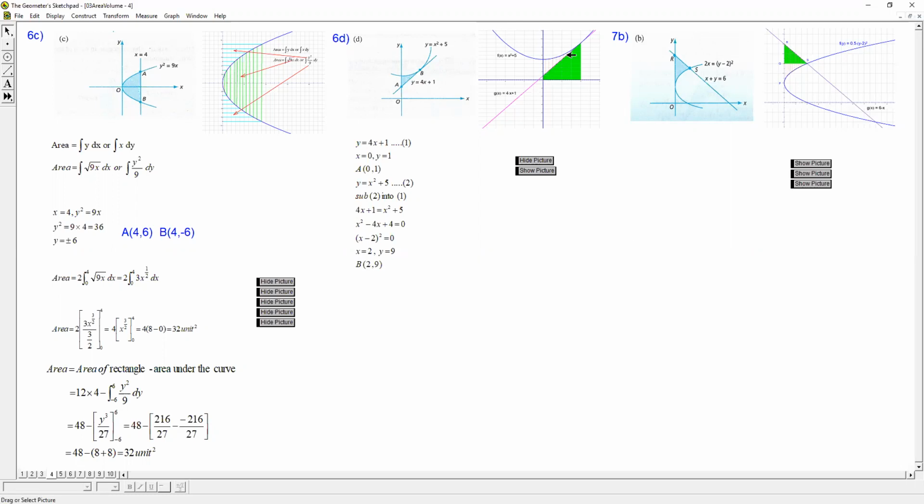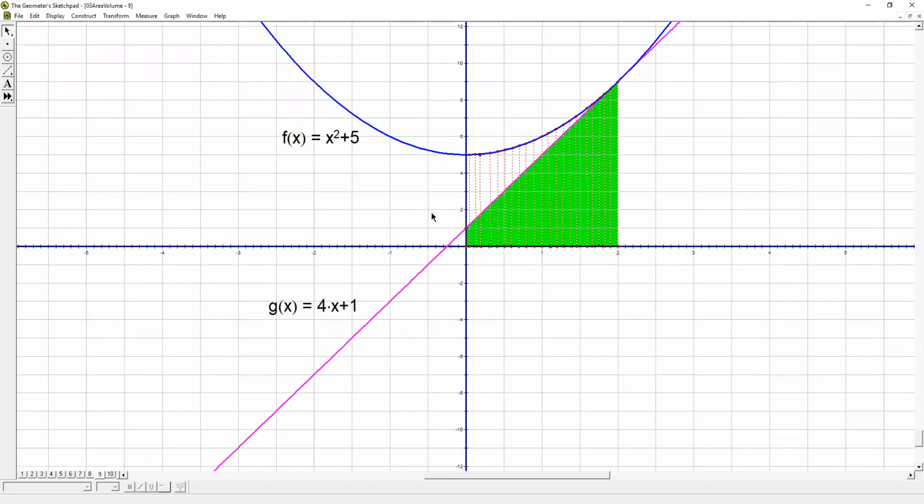So we know point A, we know point B. This is point A, and this is point B. So we found these two points.